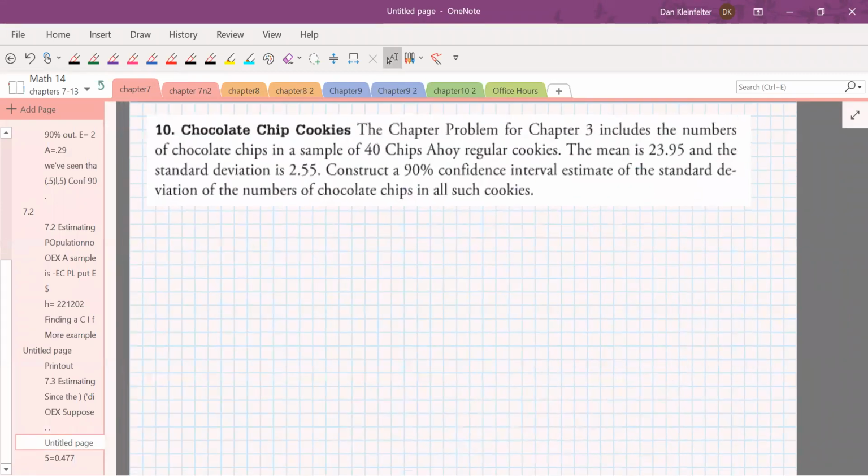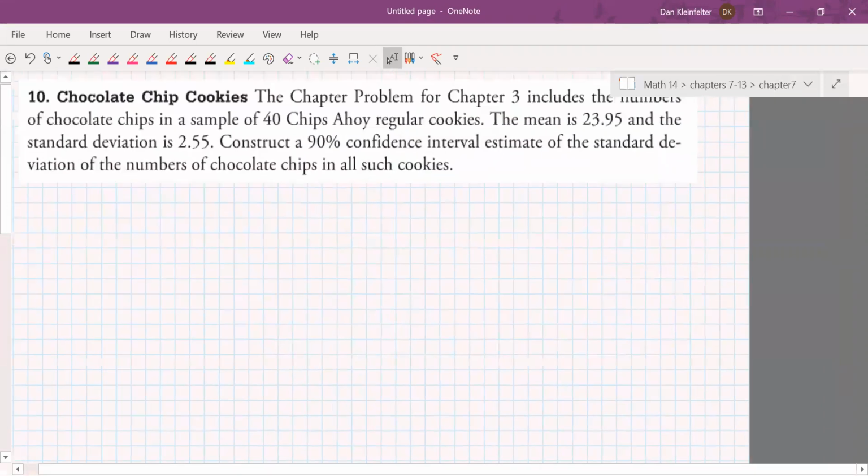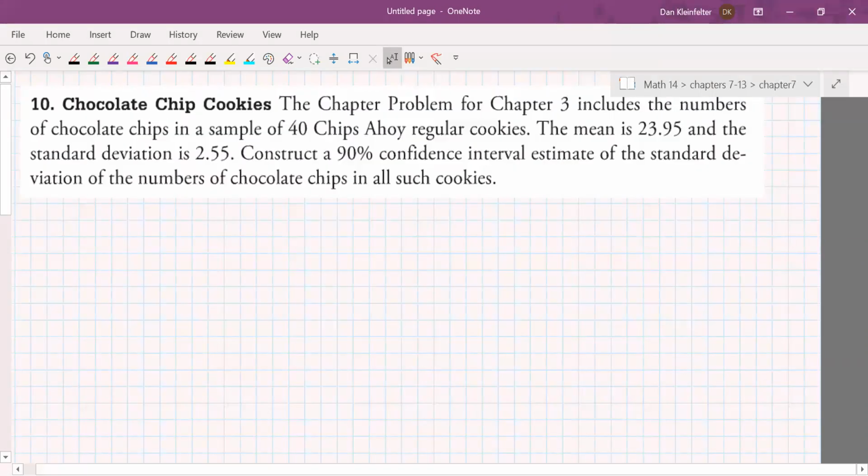So here, the chapter problem for chapter 3 includes the numbers of chocolate chips in a sample of 40 Chips Ahoy regular cookies. The mean 23.95 is given. I don't think we use that. The standard deviation is 2.55.